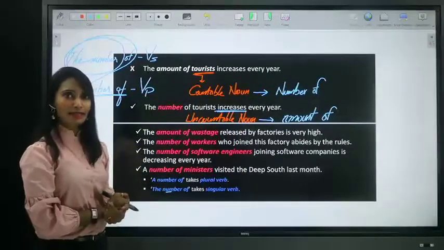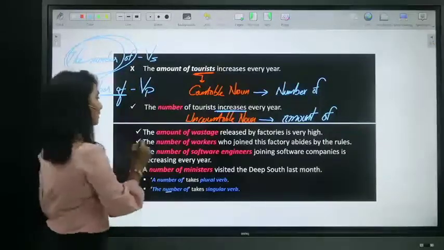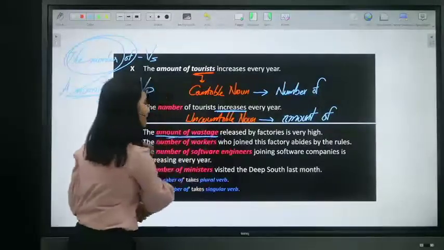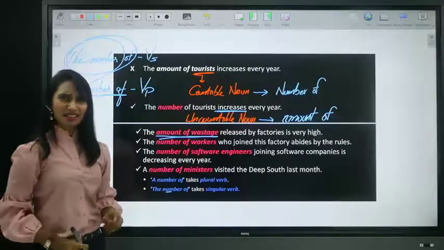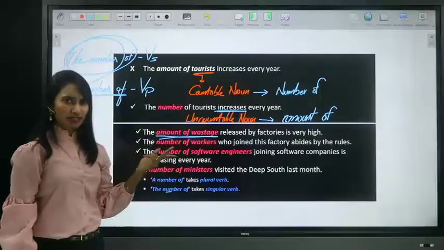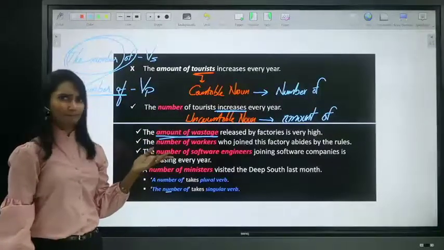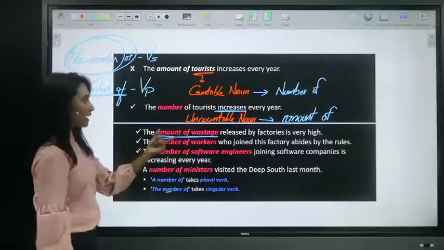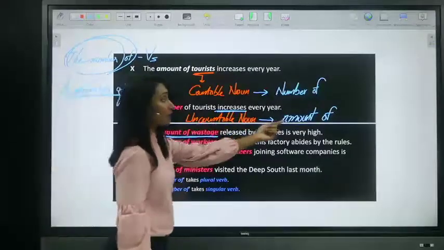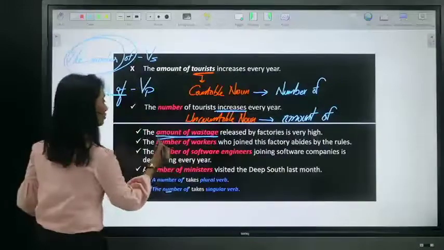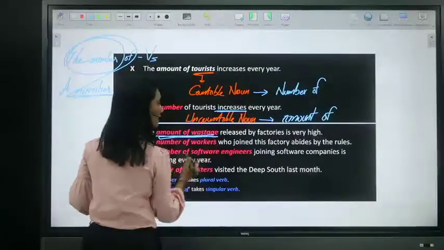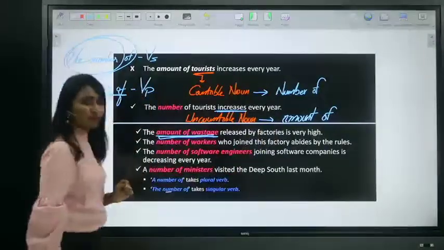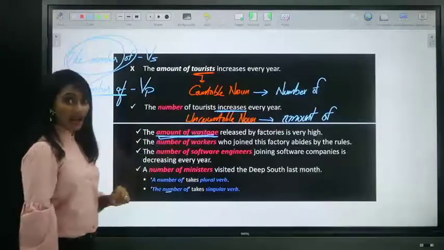Now let's see an example for uncountable noun. The amount of wastage. Can you count wastage? One wastage, two wastages, three wastages. Can we? No. So it should be amount of, because for uncountable noun we have to use amount of. The amount of wastage released by factories is very high.